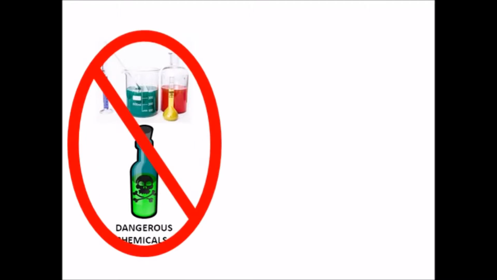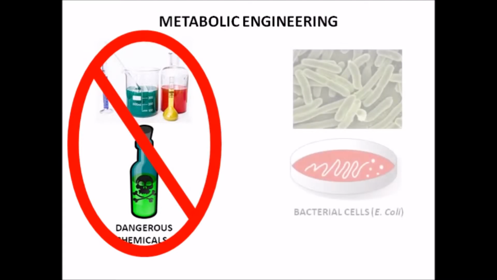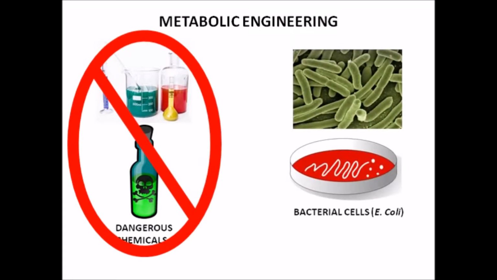Well, chemical engineers are trying to do just that by using something called metabolic engineering. Metabolic engineers use cells from bacteria or animals rather than chemicals to make valuable products. This is done by using and engineering enzymes, which are things inside of the cells that can make chemical reactions go faster.